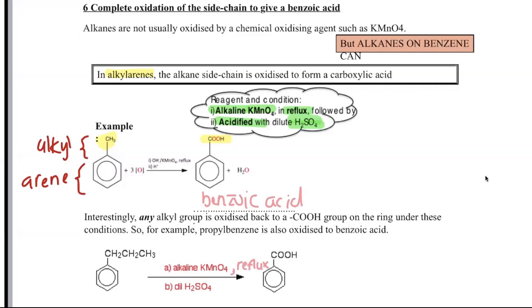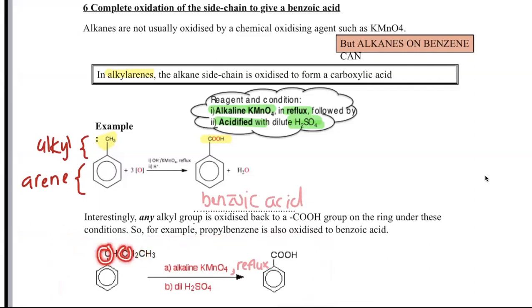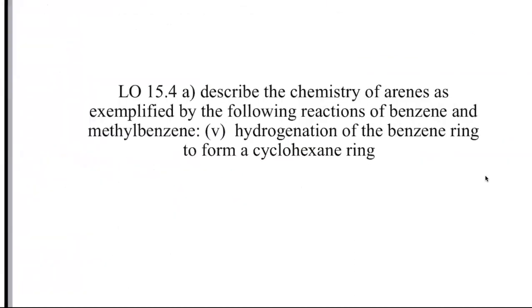Now, this is not the balanced equation, as you can see. I leave out the balanced equation because it's a little bit more difficult to balance. As you can see, in your reactant you have 6 plus 3, 9 carbon, but in your product you only have 7 carbon. So don't worry about balancing the equation. The most important thing is that you need to remember whatever alkyl group you have, your product will always be benzoic acid. Okay, so that's one of the interesting things about this oxidation of your alkyl side chain.